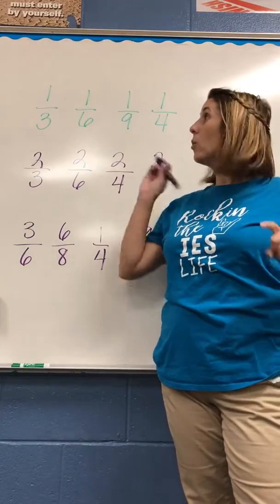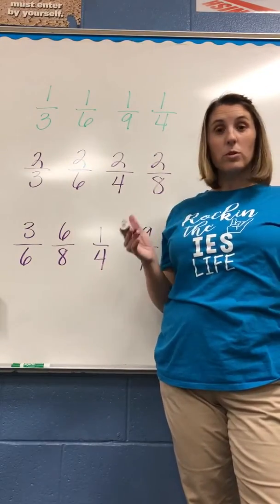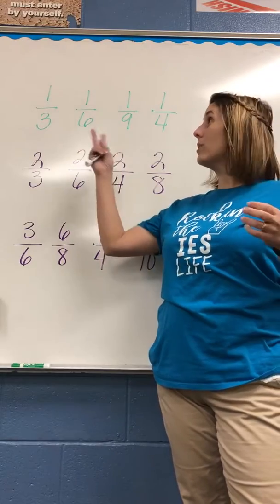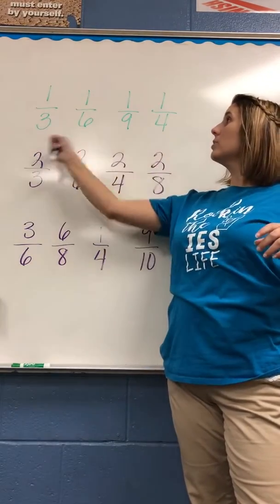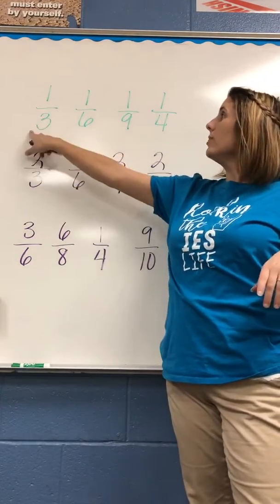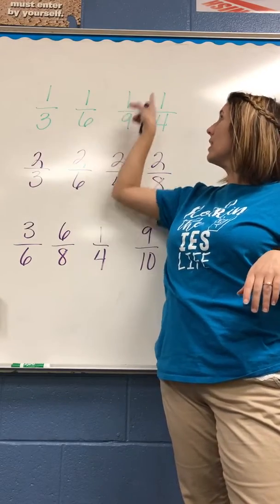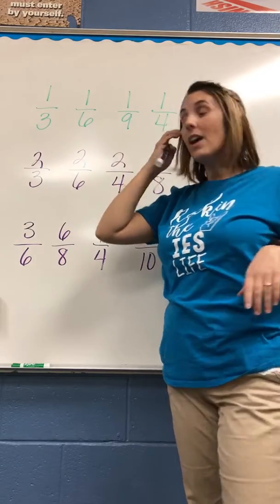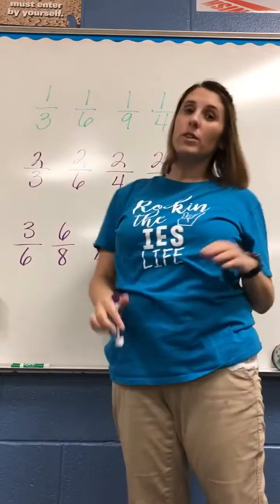All right, so we're going to talk about ordering fractions, putting them in order. So we're comparing, but we're comparing more than just two. Let's take a look at this green row up here. We have 1/3, 1/6, 1/9, and 1/4. Now, if you notice, all of the numerators here are 1.